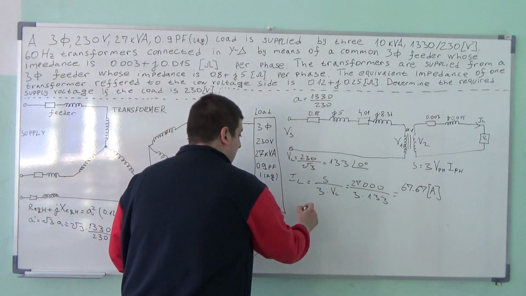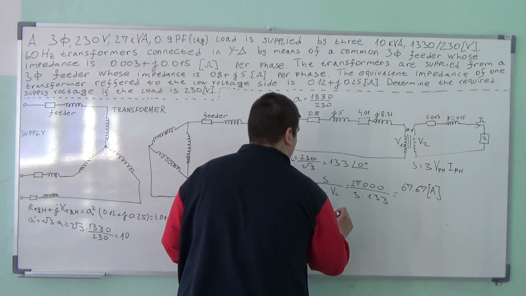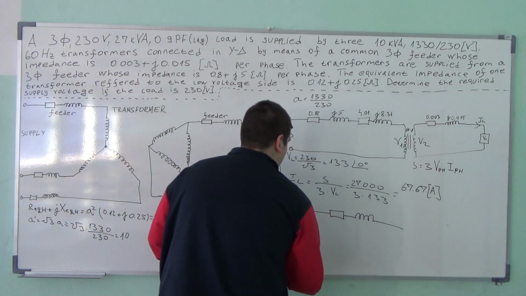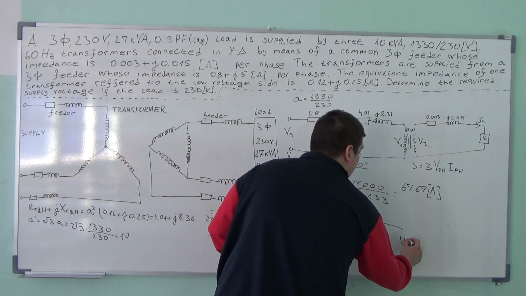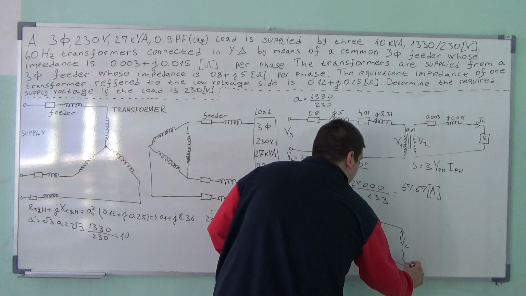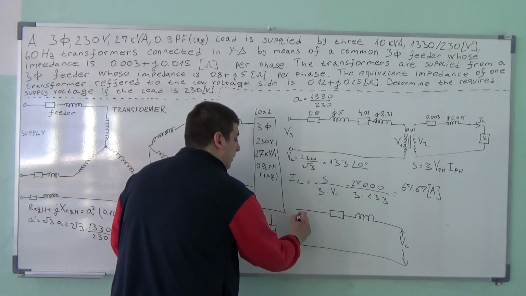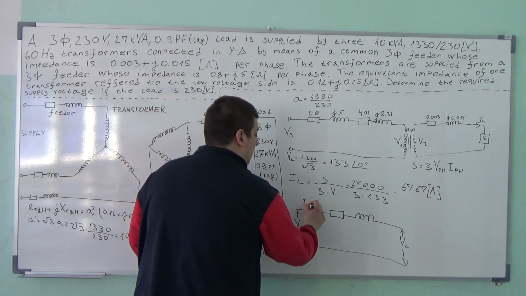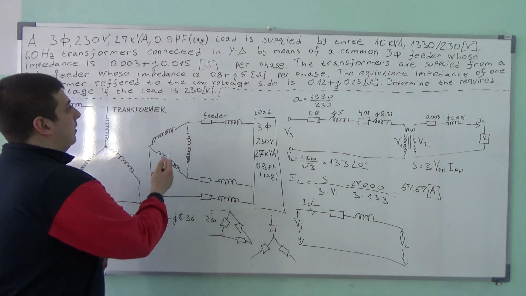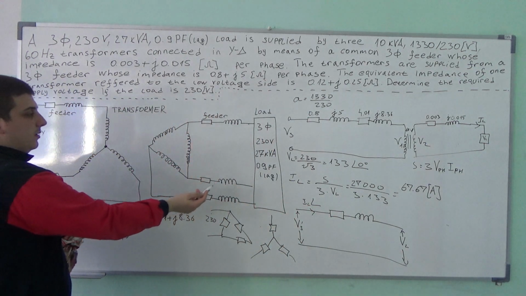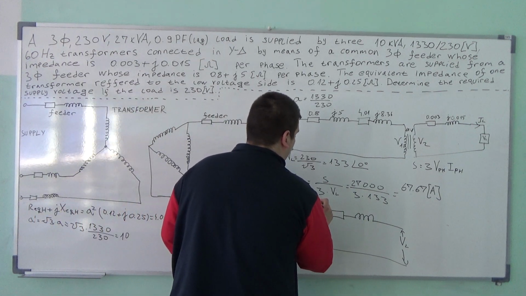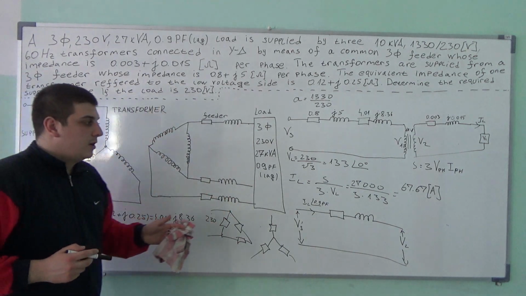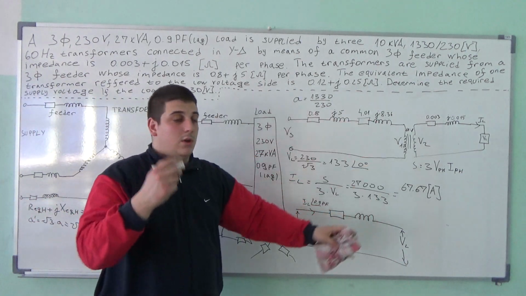So the schematic looks something like this. Here we have VL. Here we have that VS applied, that is referred to the low voltage side. And here we have current IL with the phase angle whose power factor is 0.9, but I'm going to calculate this. So first we have to refer all these values to the low voltage side.